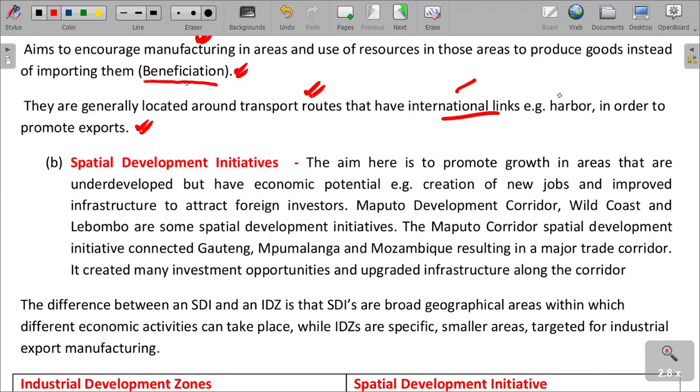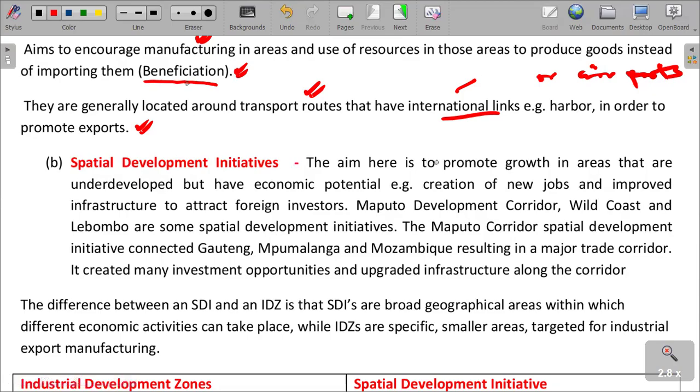We talk about the harbors and also airports, harbors or airports that can link to international countries and so forth, to be able to support exportation. That is all about IDZ. And then spatial development initiatives.